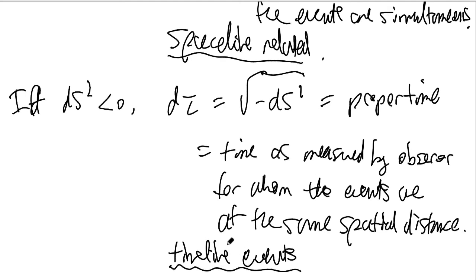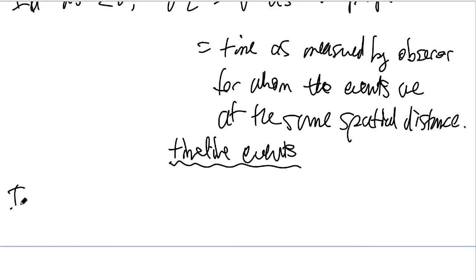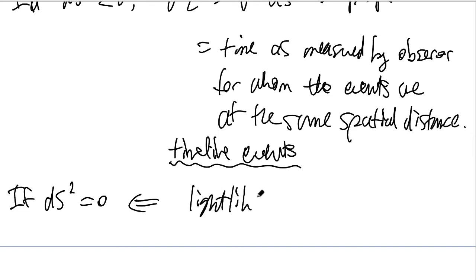Okay, and then the remaining case is when ds squared is 0, and this is the case in which the two events are light-like related, or null, and those are events that can be connected by a light ray.